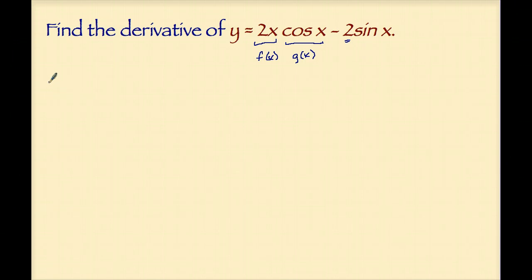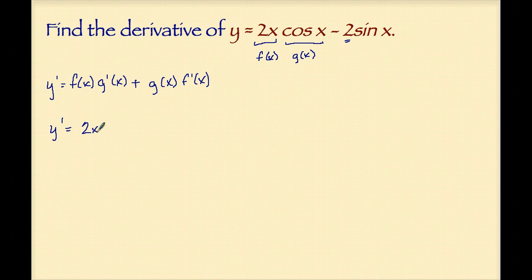So once again, let's just reiterate what the product rule is. y prime equals the first function times the derivative of the second plus the second function times the derivative of the first. We'll only be using the product rule for this term, and then we'll just take the straight derivative of the second term. So in this case, y prime is going to be the first function, 2x, times the derivative of the second. Remember, the derivative of cosine is negative sine x, plus the second function, which is cosine, times the derivative of the first, which is just 2.